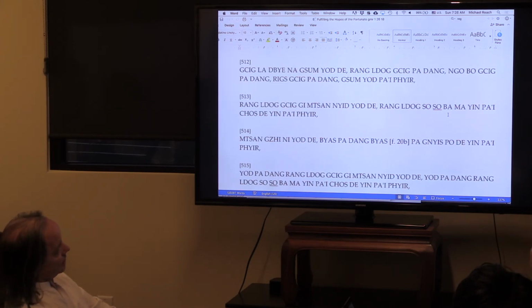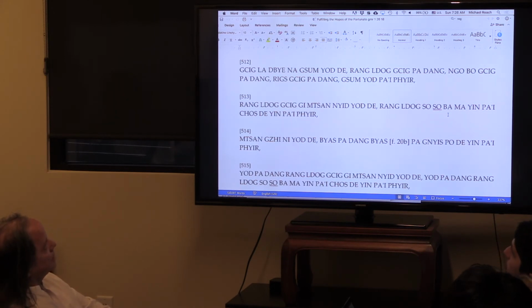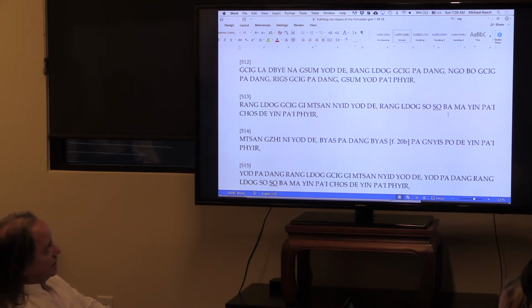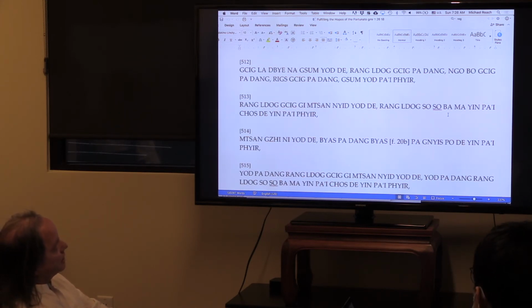Then Ngo Chikpa: to be one is to essentially be the other. And Rik Chikpa: to be one is to be of the same type. Could you say of the same type? Yeah, you can say that. Of the same type as the other, and these are the three.